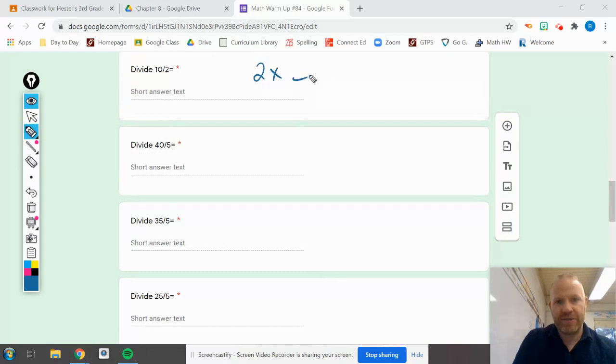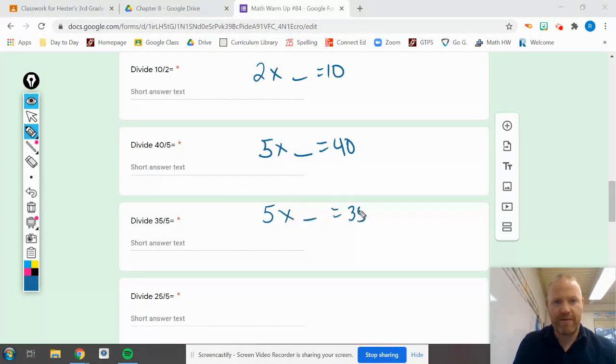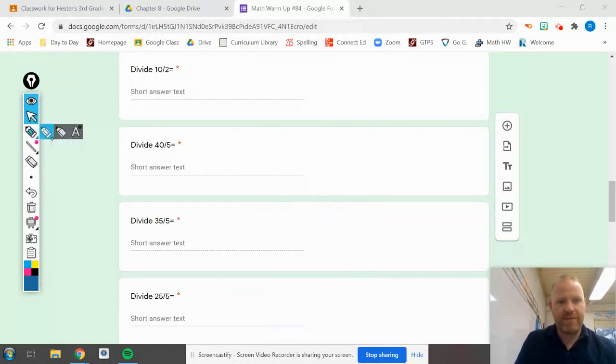This is the same as saying 2 times what equals 10. Next we have 40 divided by 5, which is the same as 5 times what equals 40. Next we have 35 divided by 5, which is 5 times what equals 35. Next we have 25 divided by 5, which is the same as 5 times what equals 25. As you can see, we're doing our 5 times tables. Hopefully you see that, and it makes it a little bit easier.